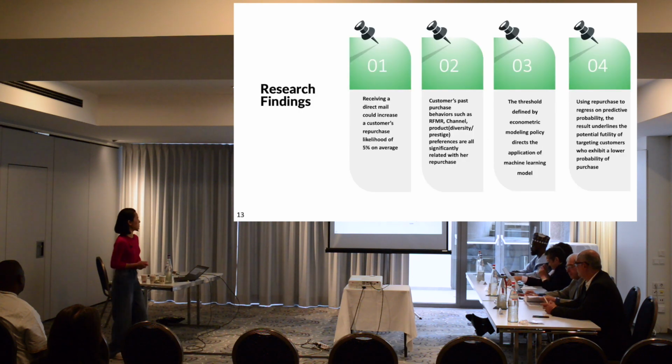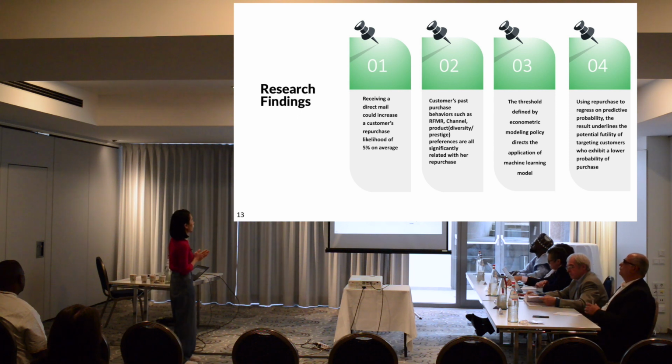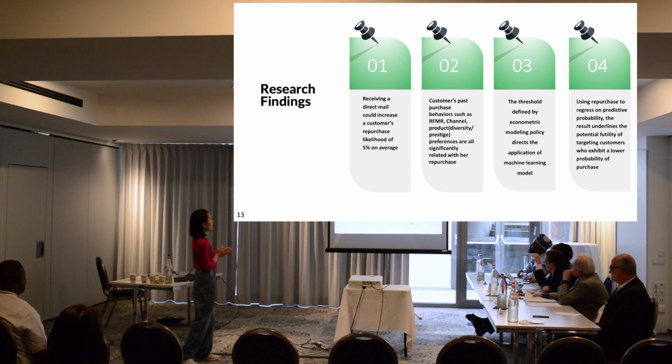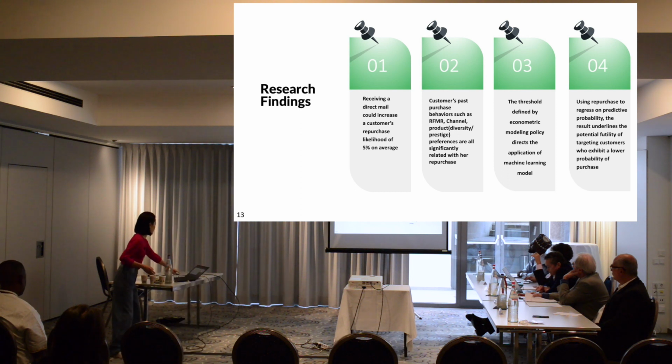Here are my research findings. First of all, receiving direct mail helps. Secondly, customers' past purchase behaviors that I chose are very significantly related with repurchase. Thirdly, the threshold model defined by the econometric modeling framework directs the application of the machine learning model. Finally, the result underlines the potential futility of targeting customers who exhibit lower probability of purchase, using purchase to regress on predicted probability. And to elaborate further, these are my quantitative results.